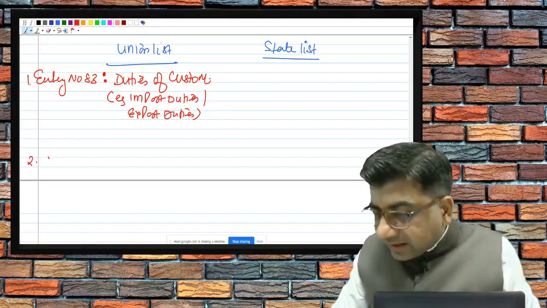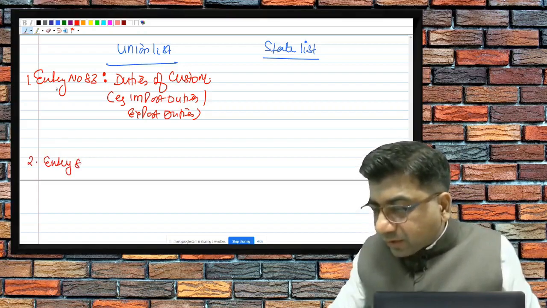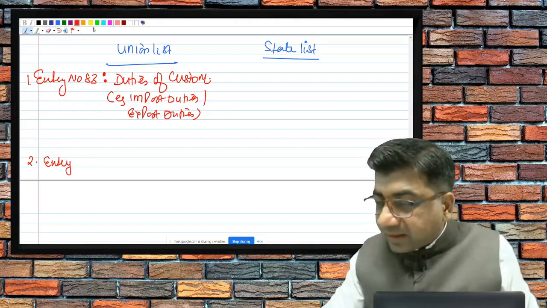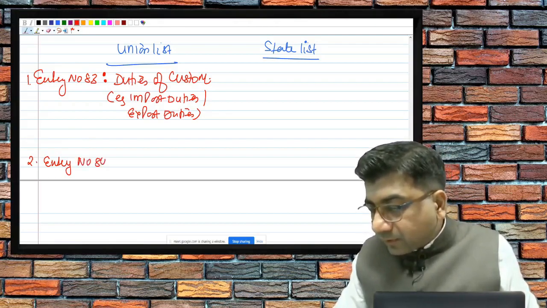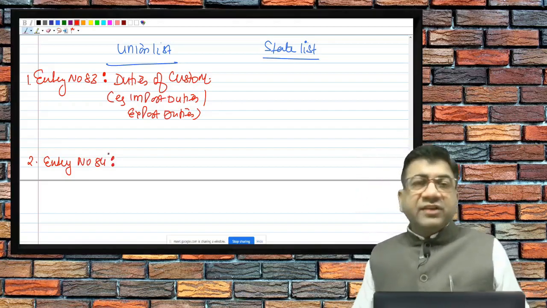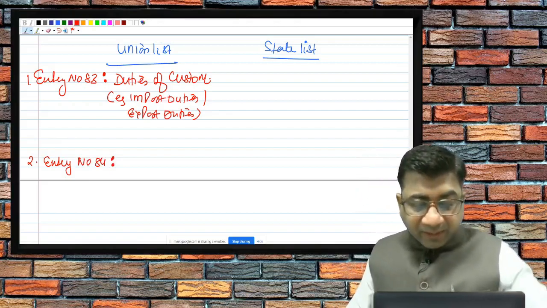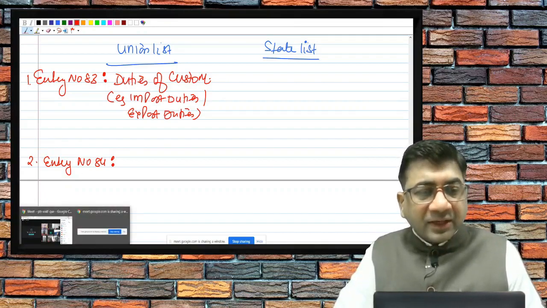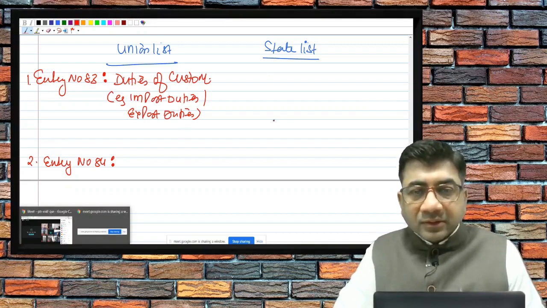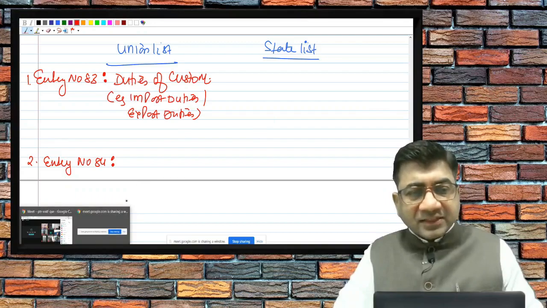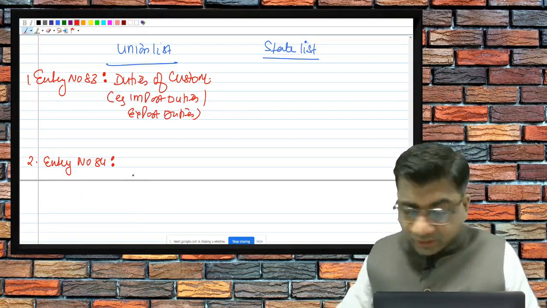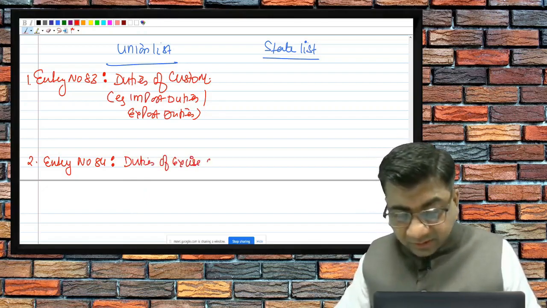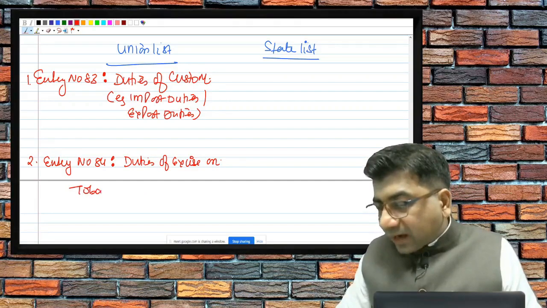Secondly, entry number 84. This entry number 84, anybody has any idea? Yes, this is excise duty. Great. This is really very good. This is excise duty. So duties of excise on tobacco products.